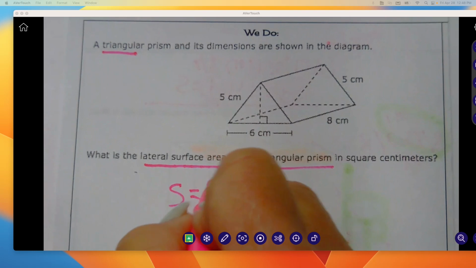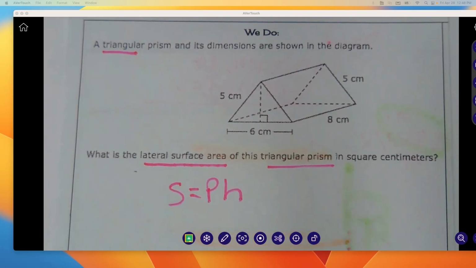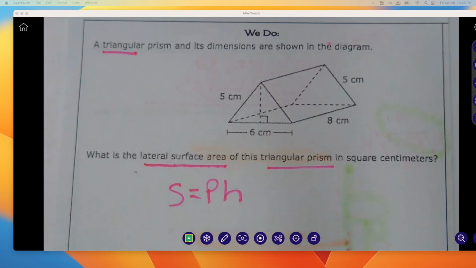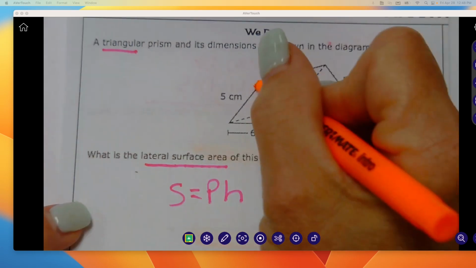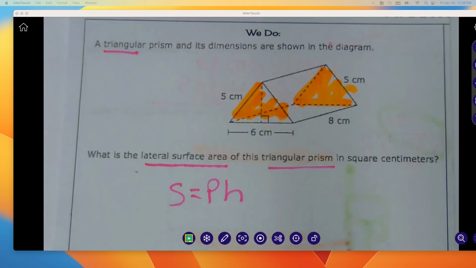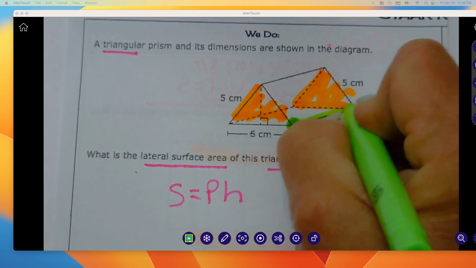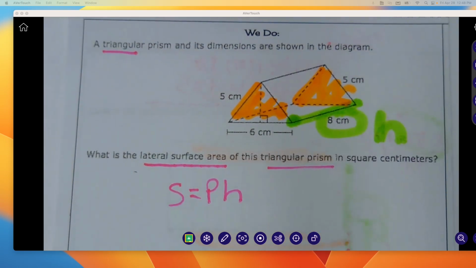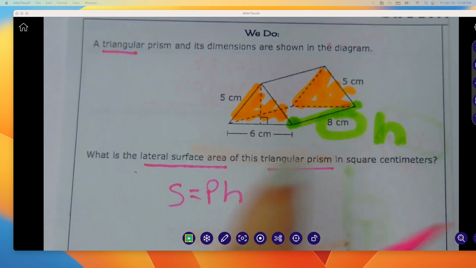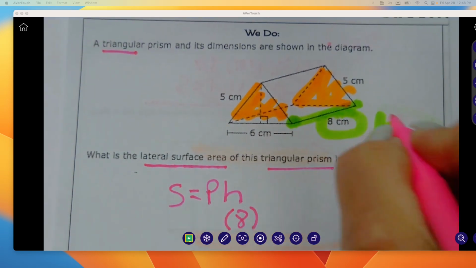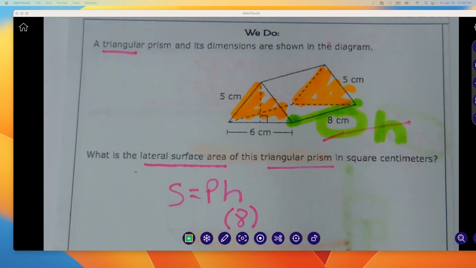S is equal to capital PH. Okay, it tells me my bases are triangles. So I'm going to shade my 2 triangles. Those are my bases. I'm going to connect from base to base, circle it, and write H. So I'm going to plug in that H for my height. I'm going to cross it out because, guys, we're not using it anymore.